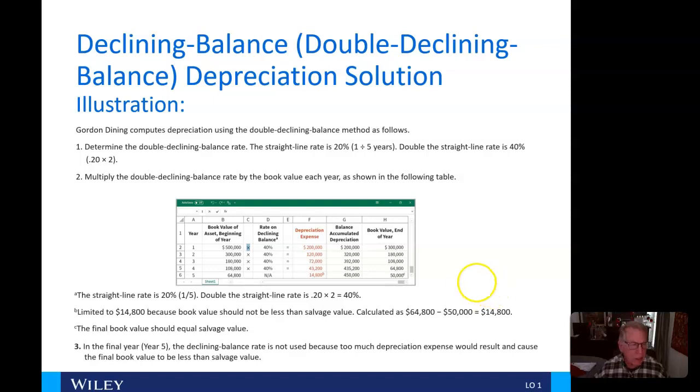Okay, that's a little different than straight line depreciation, where we take the salvage value into consideration at the very beginning. Here, we take the salvage value into consideration at the very end.